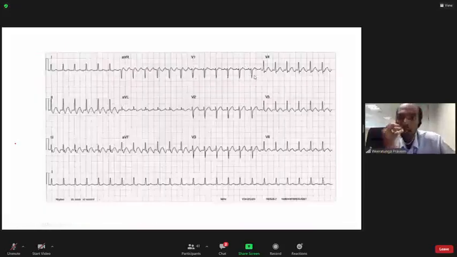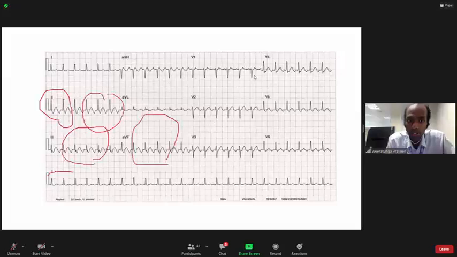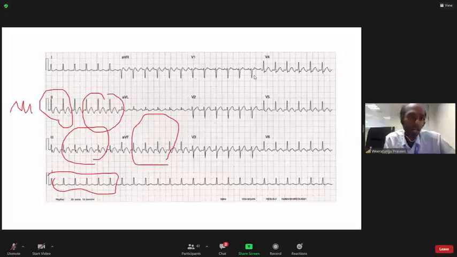Okay, have a look at this one also. And remember, you can see the flutter waves. Right, so these are flutter waves. Remember, flutter is best seen in the inferior leads. Remember that. Okay, flutter is best seen in the inferior leads. So 2, 3. But you can very clearly see the flutter waves in 2, 3 and aVF. Sawtooth P waves in flutter. So that's flutter, just as a revision.